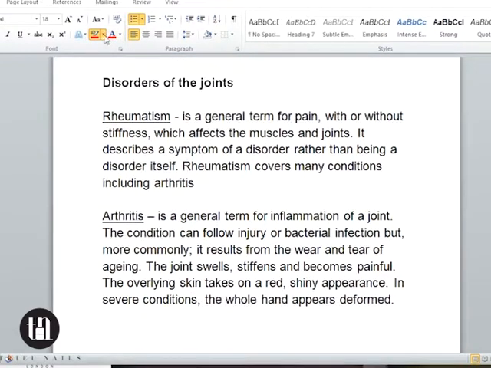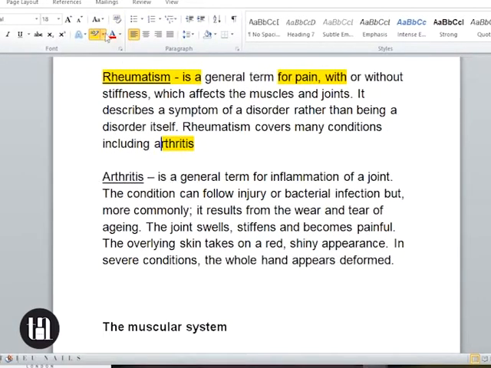There are some disorders of the joints. One of them is rheumatism, which is basically a general term for pain, with or without stiffness, affecting the muscles and joints. It's described as a common symptom of a disorder rather than a disorder itself, and covers many conditions, including arthritis, which we'll now go into. So, arthritis.